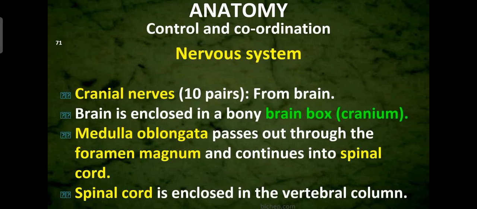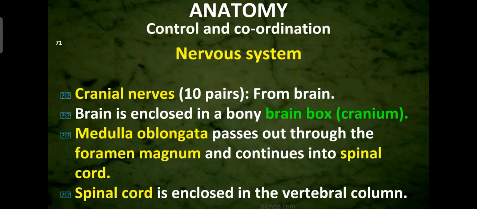To the different parts, one is going to the eye, one is going to the mouth, one is going to the brain, another is going to the tympanum. So like this, they go to the different organs. Those are called cranial nerves. These are arising from the brain. So there are 10 pairs of cranial nerves.